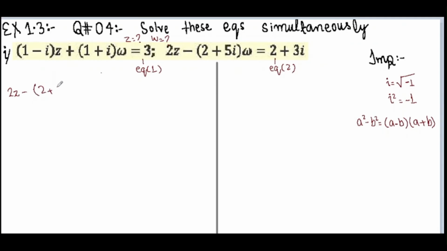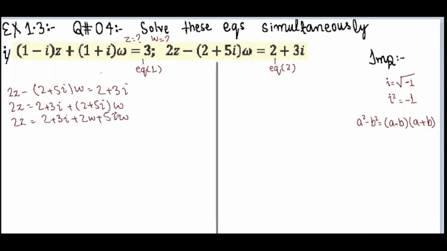2z minus 2 plus 5 iota into w equals 2 plus 3 iota. Now, we have to separate z, so 2z equals 2 plus 3 iota plus 2 plus 5 iota into w. Now, 2z equals 2 plus 3 iota plus 2w plus 5 iota w. Z equals 2 plus 3 iota plus 2w plus 5 iota w whole divided by 2. Now, we have to put this value of z in equation 1.